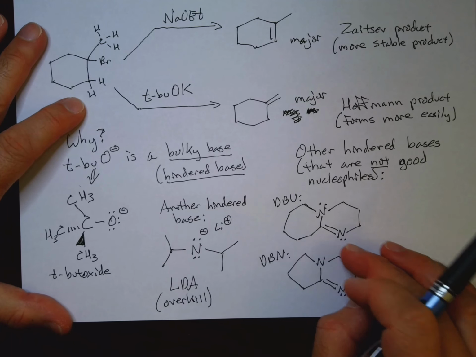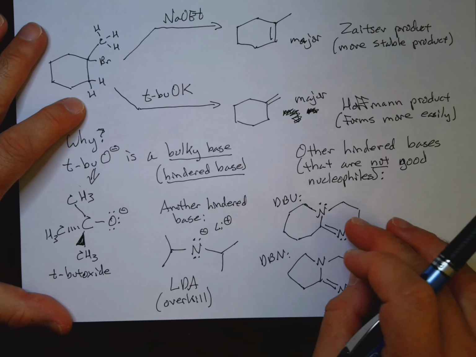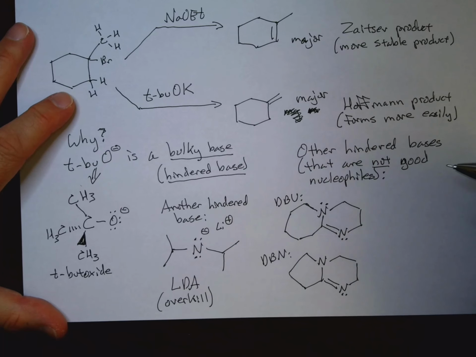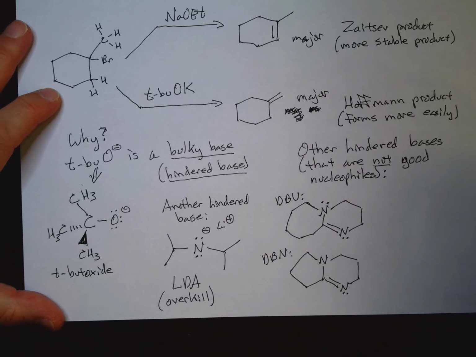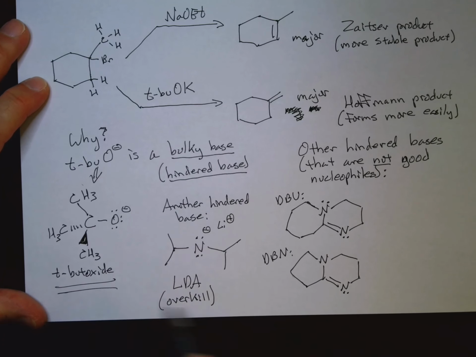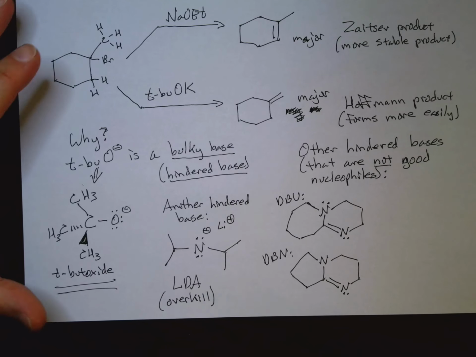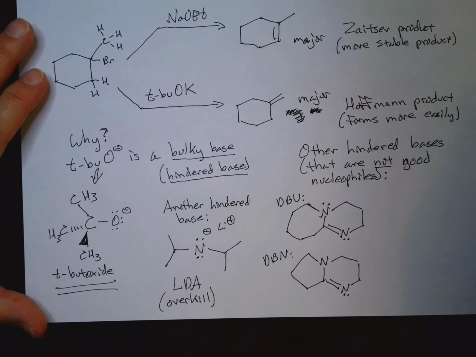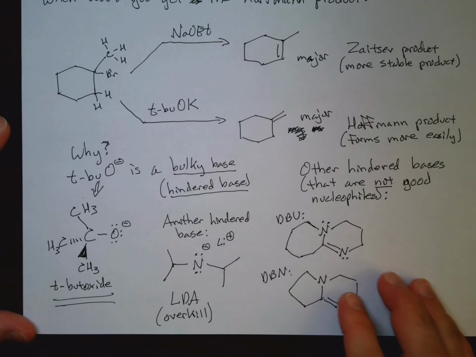You can look at them. They have these big rings. So these would possibly prefer the, or they would possibly form the Hofmann product preferentially. But usually your best bet, just use t-butoxide if you're trying to get the Hofmann product.